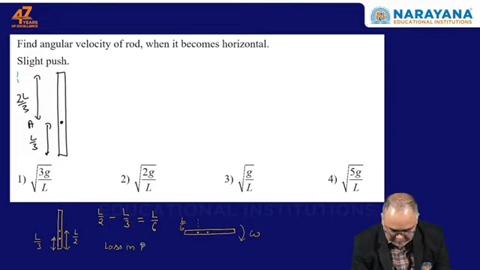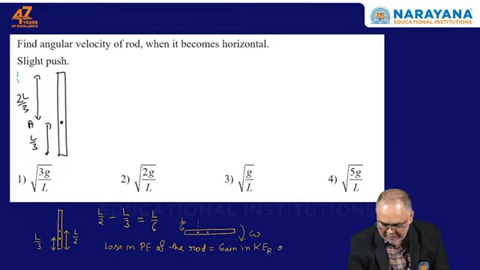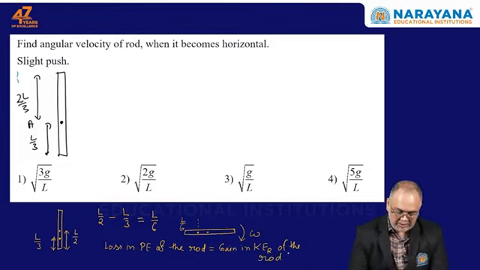We can write loss in potential energy of the rod is equal to gain in rotational kinetic energy of the rod. Now, loss in potential energy is equal to mgh. Here h is L by 6.